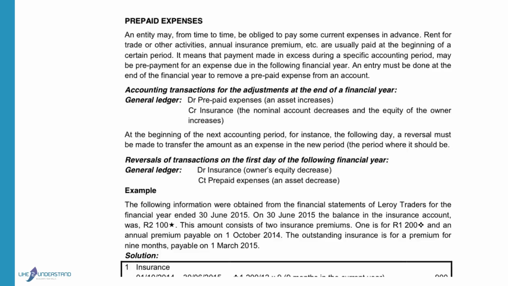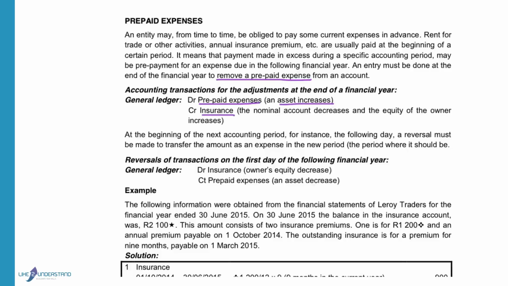Then an entry must be completed to remove this prepaid expense from your nominal account and show it as an asset, because we already paid something for the next financial year. The accounting transaction will be debit prepaid expense, because prepaid expense is an asset and assets increase on the debit side. You will credit insurance to reduce the insurance, because included in your nominal account is an amount that's not for the current year.